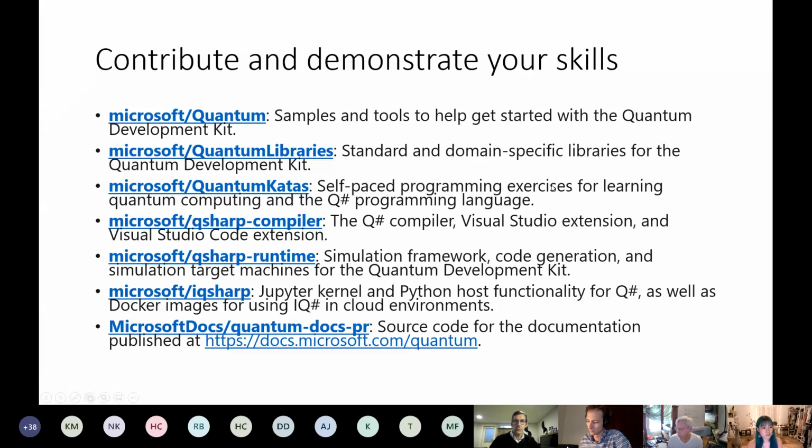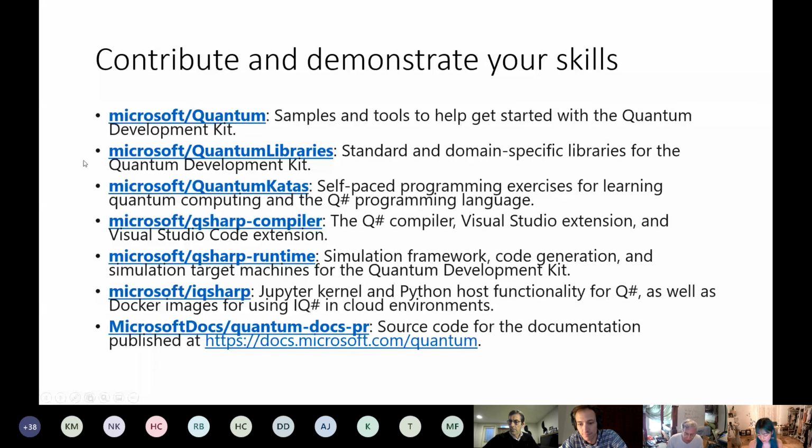Then just a reminder that all of the Microsoft software development is open source, and these are our official repositories. You can find all of this in our documentation. You can already participate and contribute to the official Microsoft quantum developments. We have the documentation, libraries, katas, compilers, runtime, and IQ-sharp exercises. They're all open source, so you should take advantage of all these great resources.